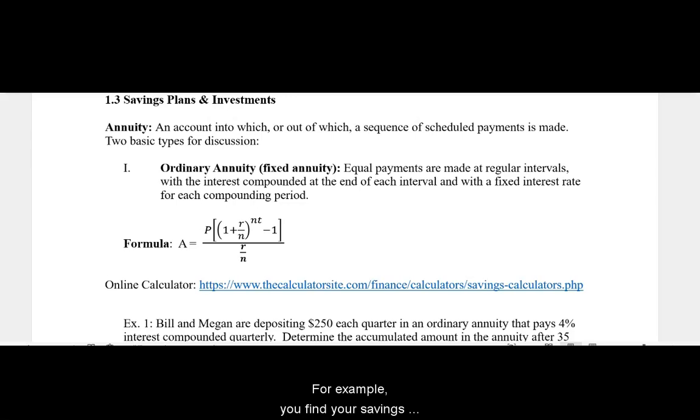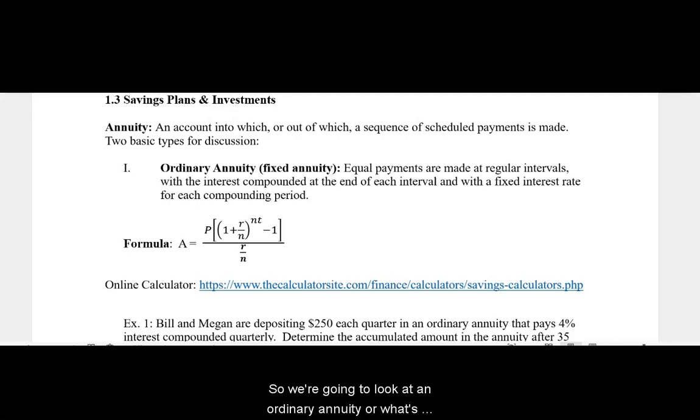For example, you find your savings account. It's like a long-term savings account, where you're putting a fixed amount away, say every month, every quarter. It's up to you how often you're putting it away. But let's just say you want to put away $100 a month. This is a formula that will show you what you would have after X amount of years of doing this.